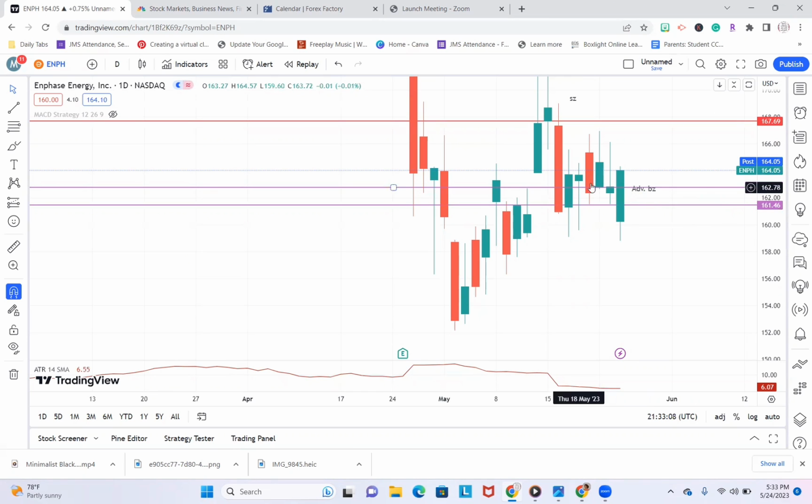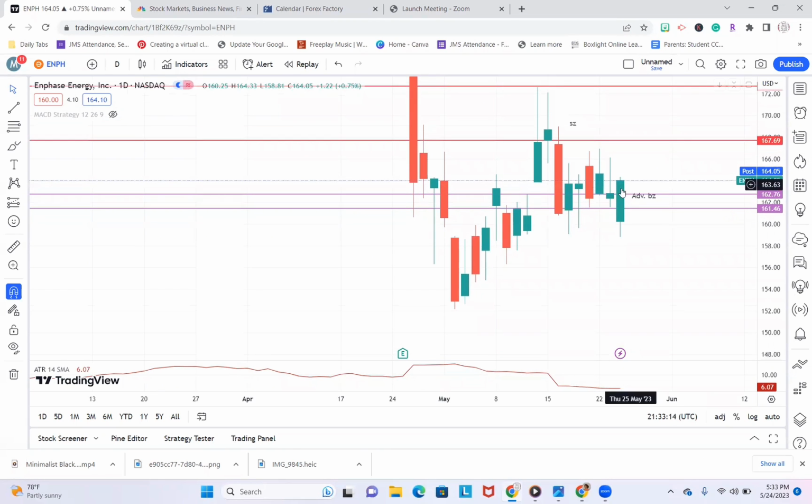All right, so this is where I would get in. I found an advanced buy zone here in this area, and then also a sell zone up here in this area. So just kind of have to wait tomorrow and see where it's going to move and just try to get in on the action then.